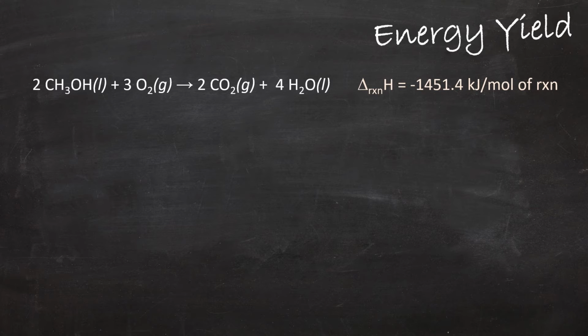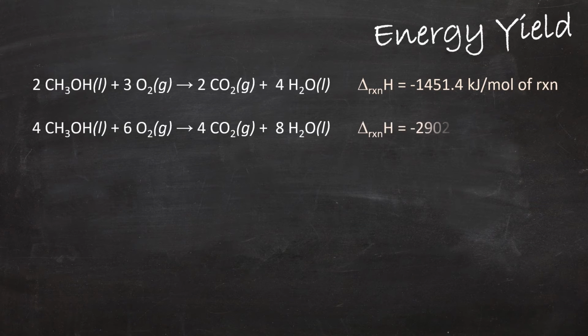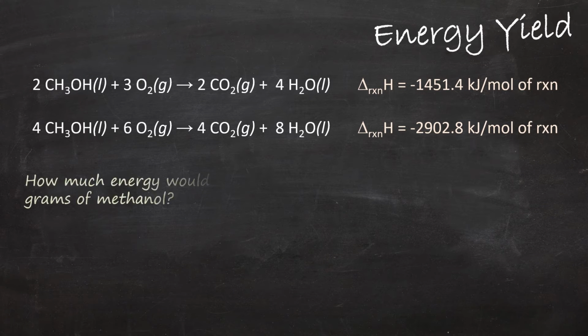Now, we know this is an exothermic reaction because of the negative sign on the enthalpy. Thus, we get the following molar relationships. For every 2 moles of methanol that combusts, for every 3 moles of oxygen we use, for every 2 moles of CO2 produced, for every 4 moles of liquid water made in the reaction, we can expect to get 1,451.4 kilojoules of heat emitted in an exothermic process. And if we double the reaction, multiplying all the stoichiometric coefficients by 2, we would also have to multiply the energy by 2.